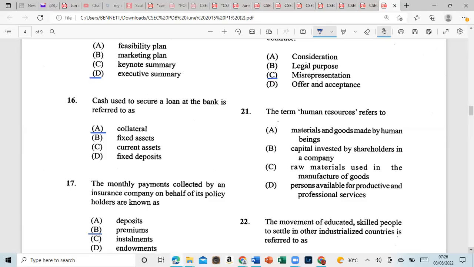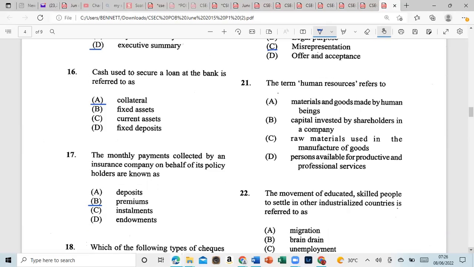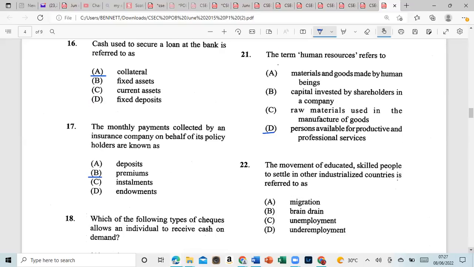All right, let's move on to 21. The term human resources refers to A, material and goods used by human beings, B, capital investment by shareholders in a company, C, raw material used in the manufacture of goods, or is it E, persons available for productive and professional services? And 21 would be E, persons available for productive and professional services. That's where you guys are heading, right?